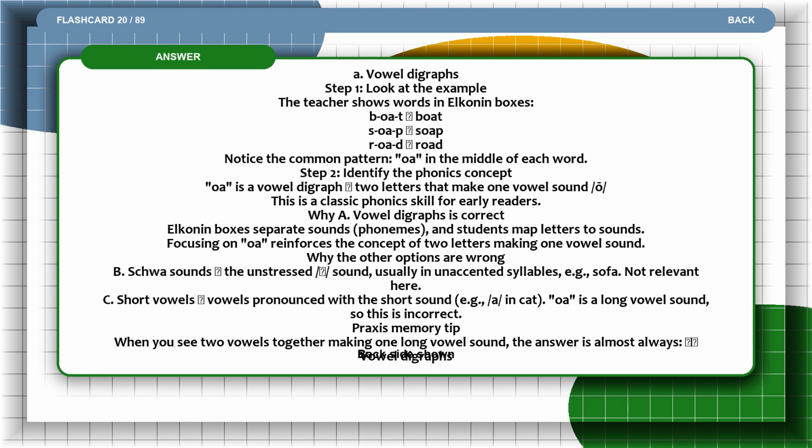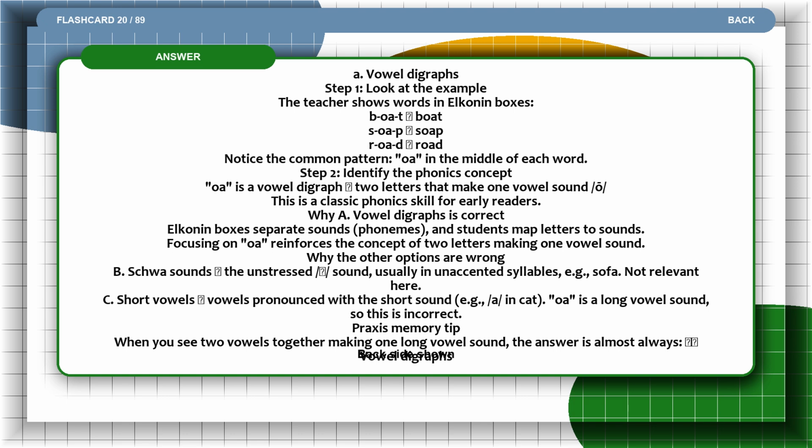OA is a vowel digraph: two letters that make one vowel sound, long o. This is a classic phonics skill for early readers. A, vowel digraphs, is correct. Elkonin boxes separate sounds, or phonemes, and students map letters to sounds. Focusing on OA reinforces the concept of two letters making one vowel sound.